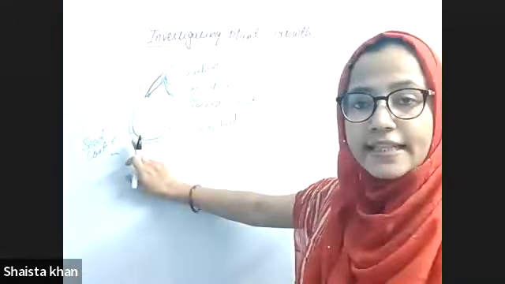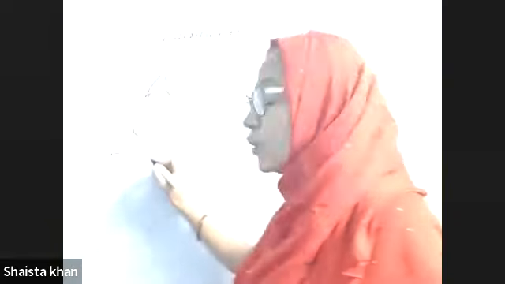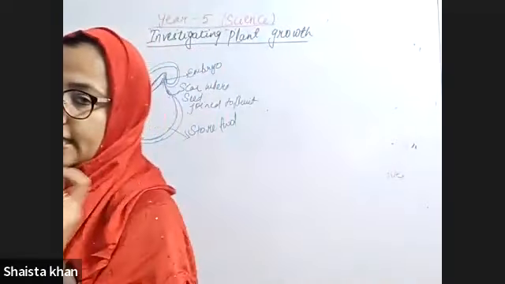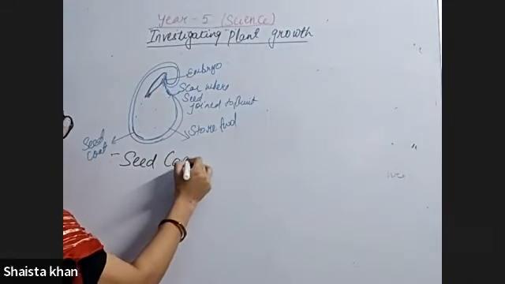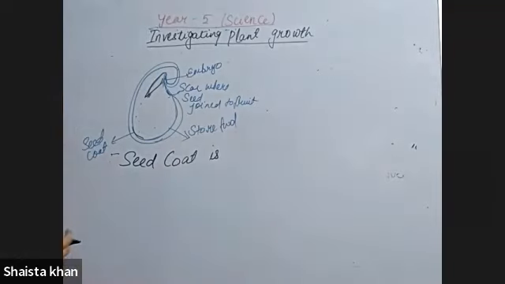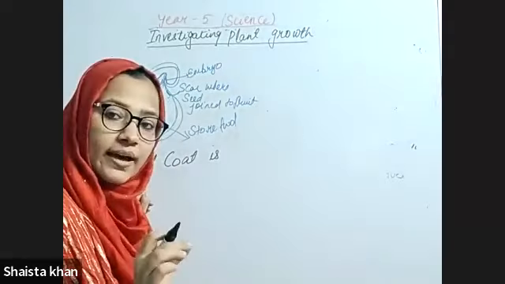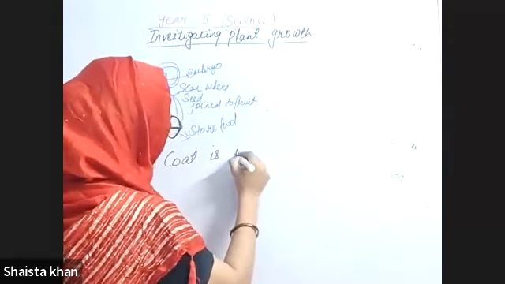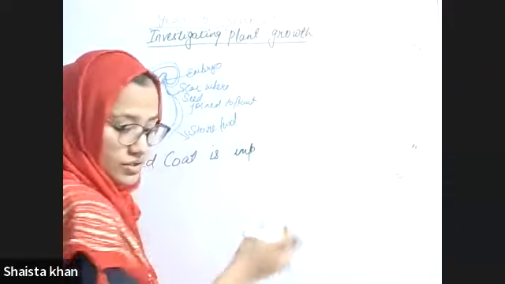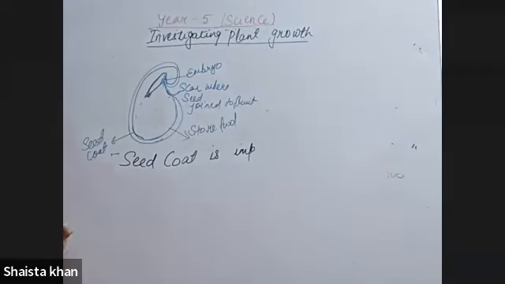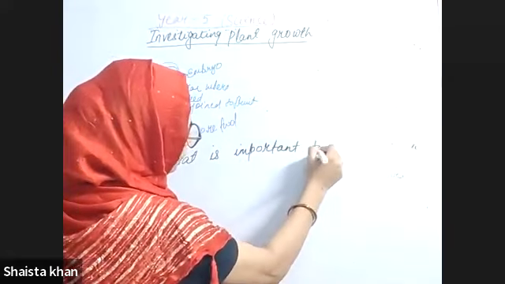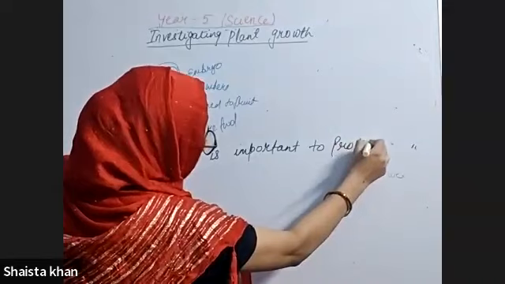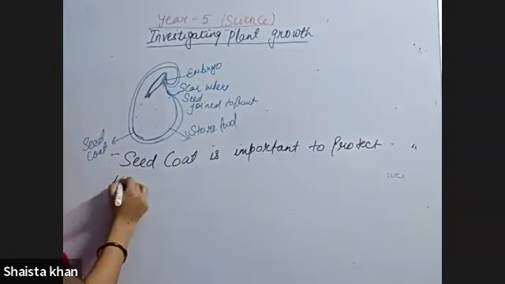See, this is the seed coat, an outer layer of the seed. Seed coat is important to the seed. You know what? Why? To protect the embryo.